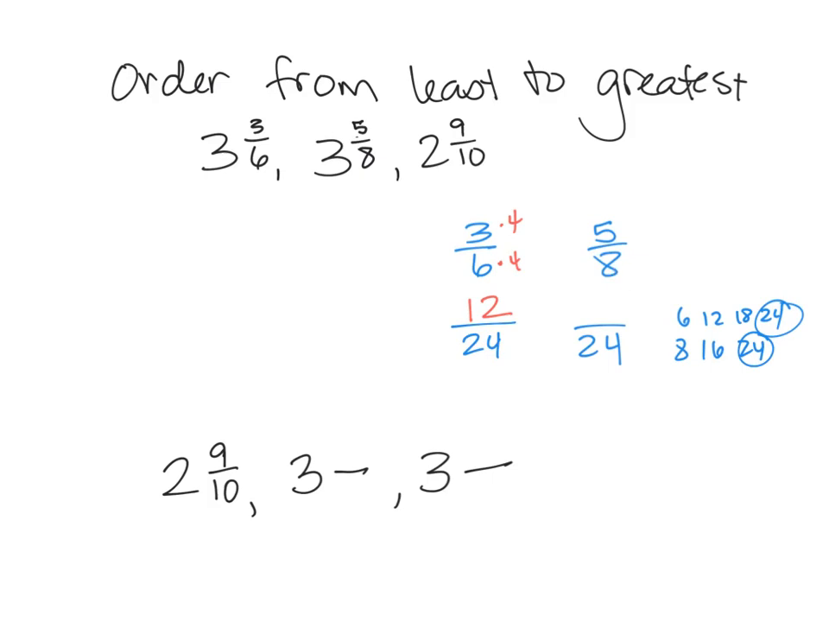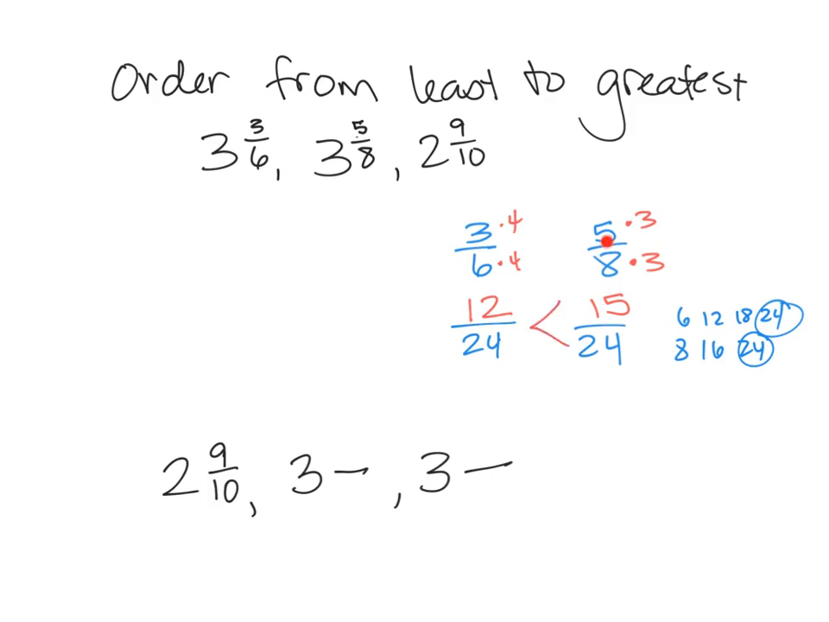1, 2, 3 times, so I will times 3 there. And if I did that to the denominator, I must be fair and do the same thing to the numerator to keep it equivalent. Now that they are cut in the same way, I can compare their numerators. 15 is bigger than 12, so that one's more.